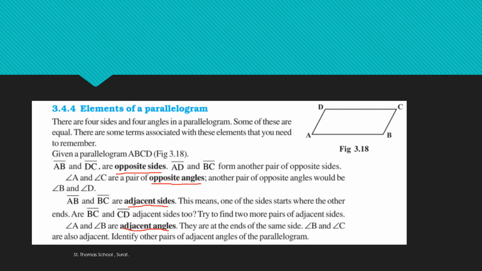What are adjacent angles here? That is angle A and angle B. So these two are adjacent angles. Angle B and angle C, angle C and angle D, and angle D and angle A. They are at the ends of the same side. So angle B and angle C are adjacent. Identify other pairs of adjacent angles. So what are the things we have studied? Opposite sides, opposite angles. The next one, adjacent sides and adjacent angles. Clear?